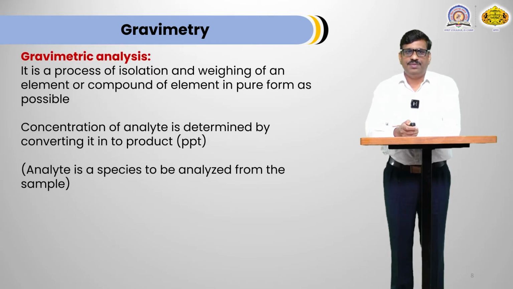Now this is the definition of gravimetry. It is the process of isolation and weighing of an element or compound of an element in as pure a form as possible. Means in gravimetric analysis, the element is converted to its precipitate. After precipitate formation, the weight of that precipitate is measured, and finally calculation is done to find out the amount of element which is present in that sample. Concentration of analyte is determined by converting it into the product, and that product is nothing but the precipitate. Analyte is the species to be analyzed from the sample.